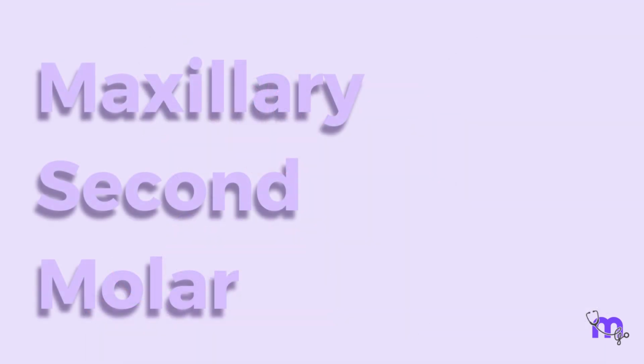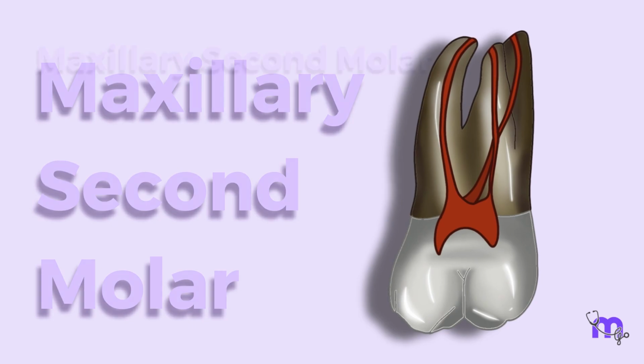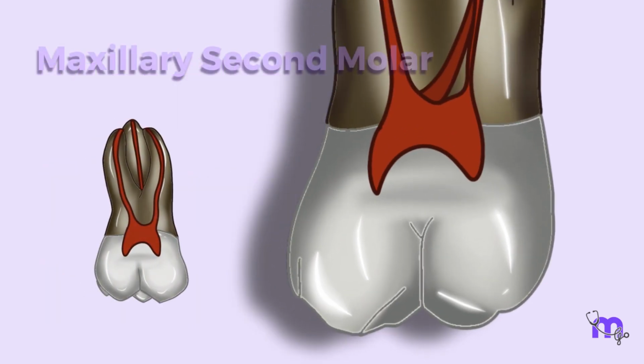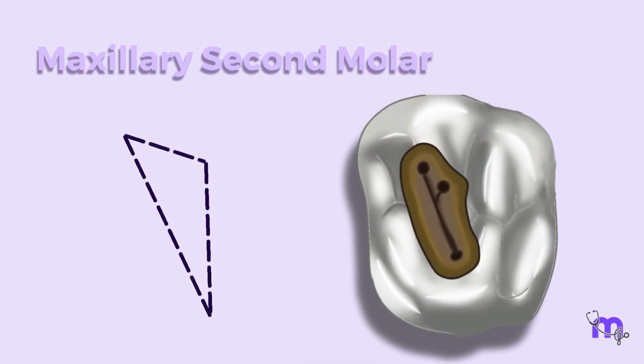Now let's continue with the maxillary second molars. The pulp chamber is similar to the first molar, except that it is narrow mesiodistally. The floor is an obtuse triangle, since the mesiobuccal and distal canals are much closer. The three canals might often appear in a straight line.